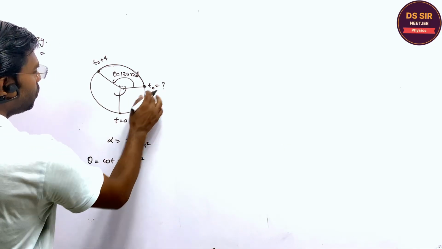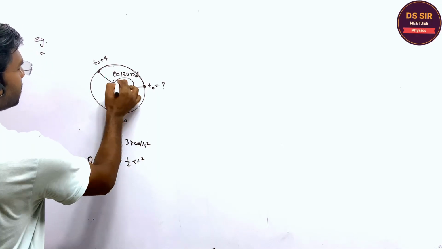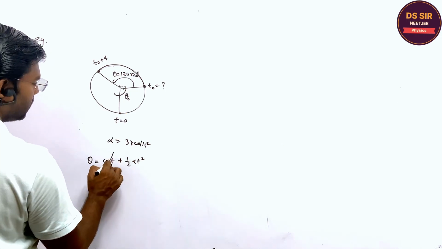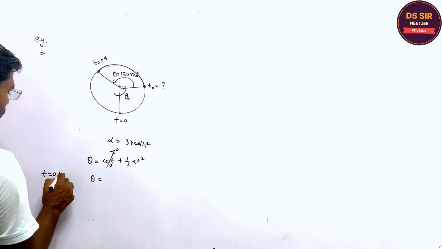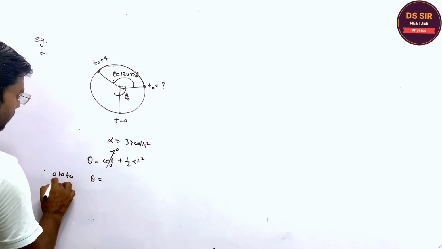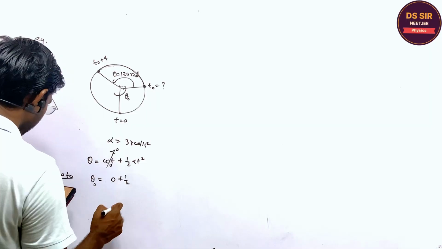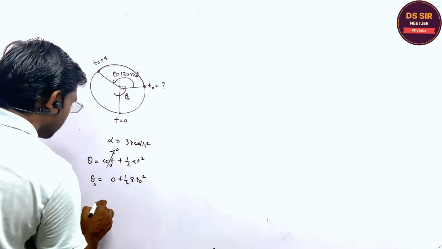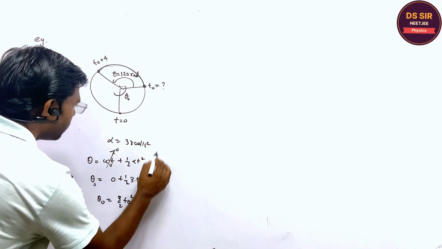So from 0 to t naught, the angular displacement is supposed to be theta naught. Theta is equal to, initially the angular velocity is what? 0. I am writing t is equal to 0 to t naught. I will write theta naught is the angular displacement plus half alpha, and alpha is 3, into t naught square. So theta naught is 3 by 2 t naught square. This is equation number 1.